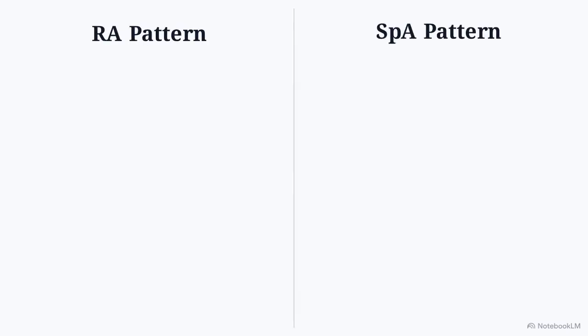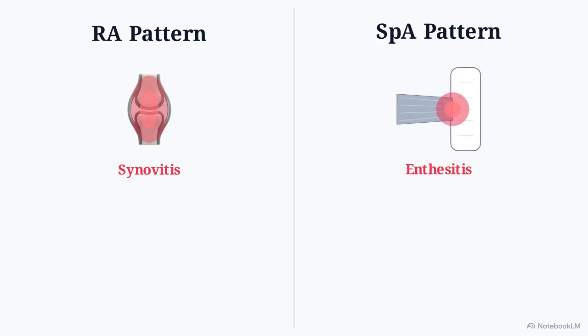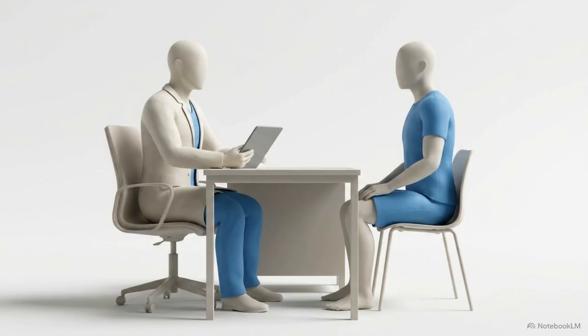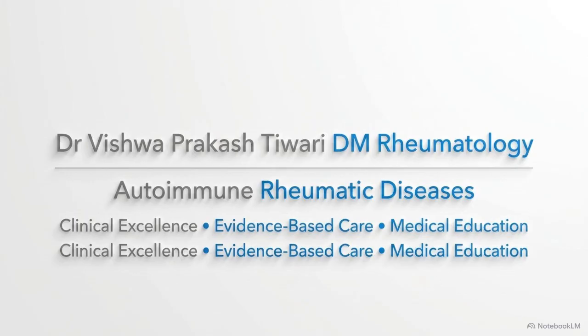Apply the anatomical logic. Synovitis suggests an RA pattern, while enthesitis suggests a spondyloarthritis pattern. The immunological markers follow this divide. Autoantibodies align with adaptive immunity, while HLA-B27 aligns with innate immunity. A different path, a different target, better outcomes. Mastering this approach allows physicians to move past ambiguous laboratory results and deliver evidence-based personalized care directly to the source of the inflammation.